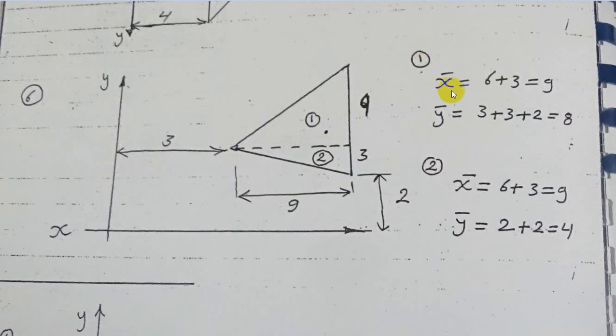The x dash is going to be determined exactly here: x dash equals 6 plus 3, which equals 9, as you can see in front. This is the x dash for the first region. X dash is taken exactly from this very point. So we have 9.